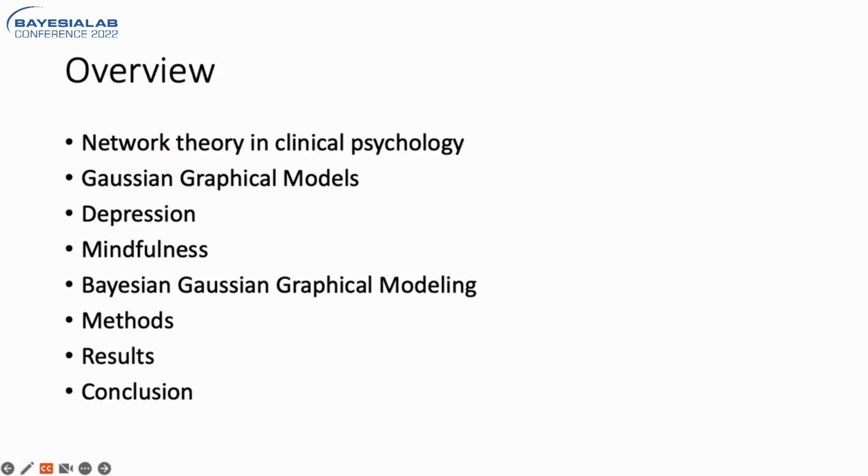Just to give an overview of the talk, I'm going to start with network theory in clinical psychology and how it's been used recently. It's a relatively new contribution to the field. I'll talk about Gaussian graphical models, which is really how the field does network analysis, and give an overview of two of the psychological components most relevant to the talk today, depression and mindfulness. Then I'll talk a little bit about Bayesian Gaussian graphical modeling and a specific project that I've worked on with some collaborators, the methods and results, and pull everything together.